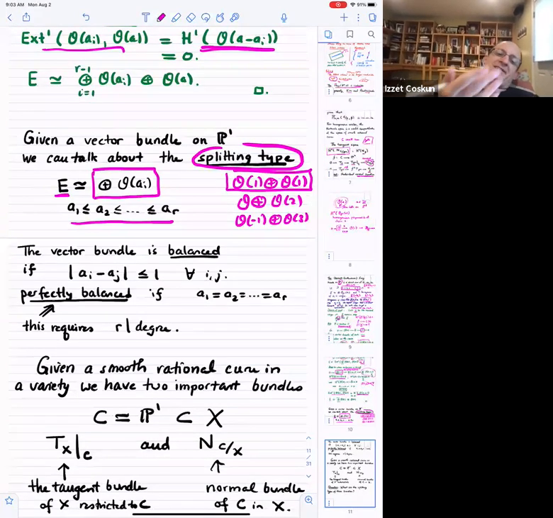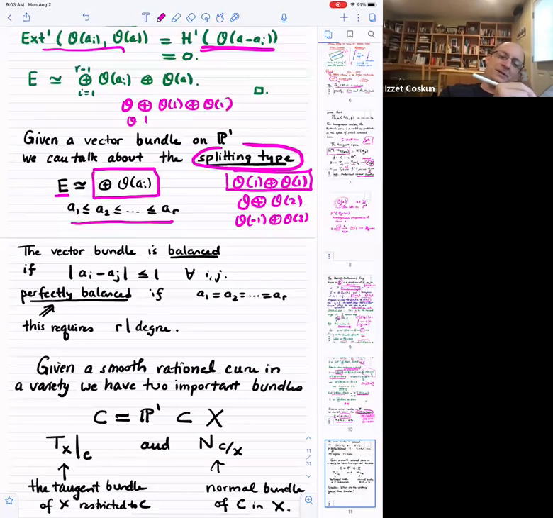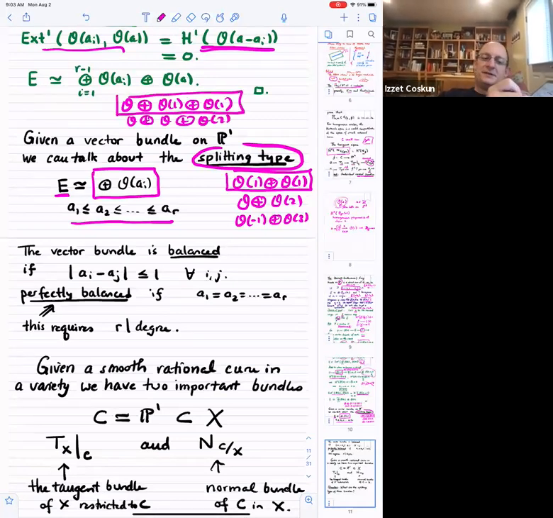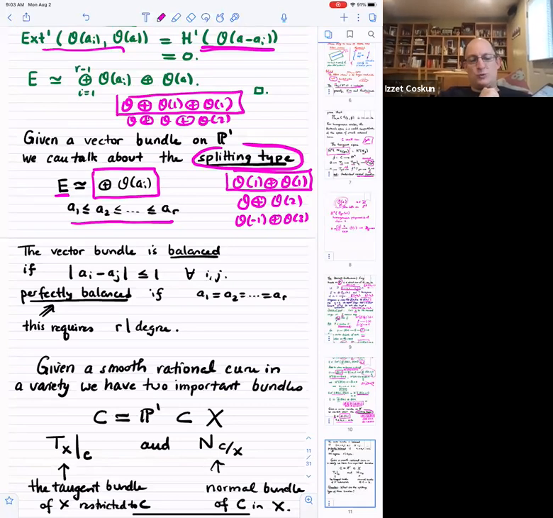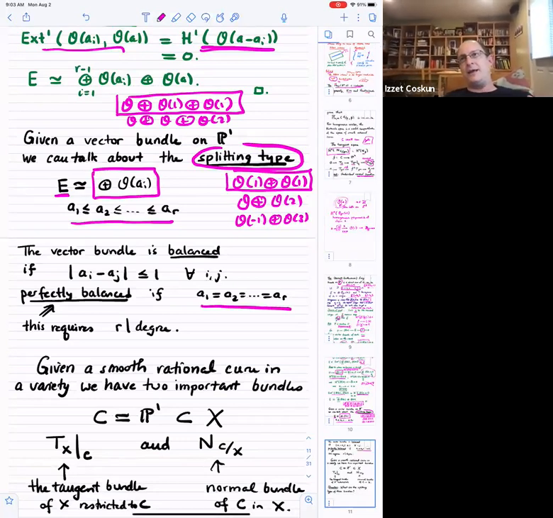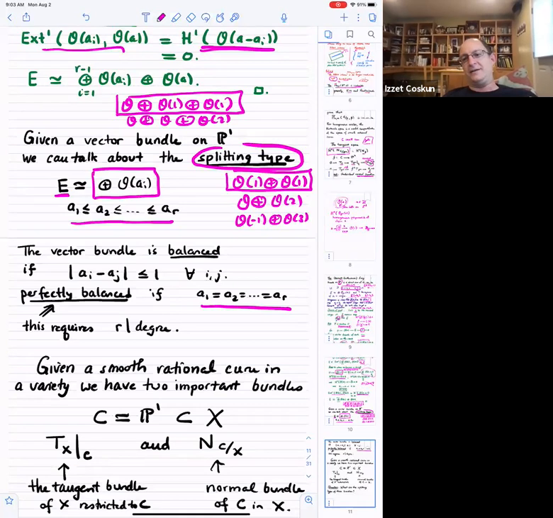Okay, so if you had rank 3 and degree 2, for instance, you could have something like this. It could be O plus O of 1 plus O of 1, or it could be O plus O plus O of 2, and then you can imagine different things. So this one is the balanced one. The pairwise differences are as close to each other as possible. And then you call it perfectly balanced if all the numbers are equal. Of course, to be perfectly balanced, the rank has to divide the degree. If the rank does not divide the degree, then you cannot be perfectly balanced. Okay? All right.